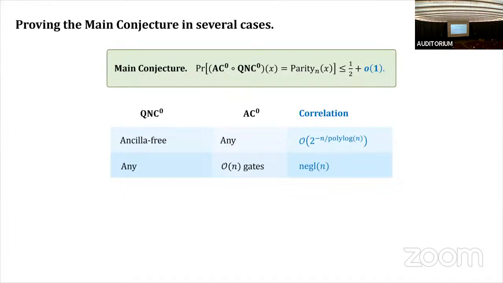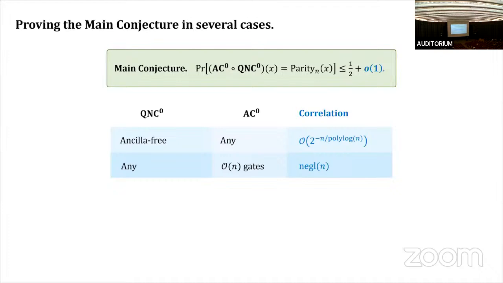On the other hand, we can handle QNC0 being arbitrary, including with ancilla, at the expense of making some assumptions about AC0. So here, we've assumed that there's only linearly many gates in our AC0 circuit. Of course, AC0 has unbounded fan-in, so this is still fairly interesting. And we get a negligible correlation, so smaller than any inverse polynomial.